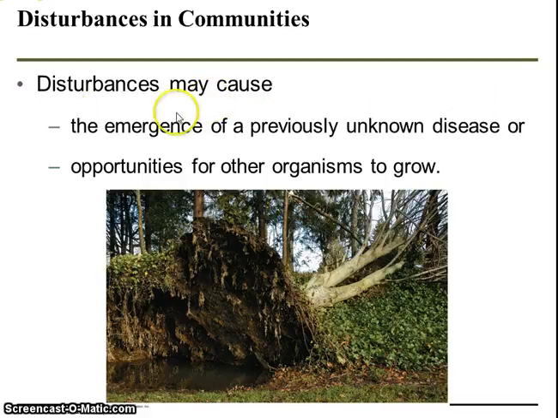Disturbances can cause good things or bad things. They can cause previously unknown diseases to occur. Fun fact, there are some viruses they found in the Arctic, in the ice, that are 20,000 years old. And as it thaws, those can be released, so that's another potential harm of climate change. But they can provide opportunities for other organisms to grow. So when this tree falls over from like a storm, it can provide habitat and housing for other organisms.